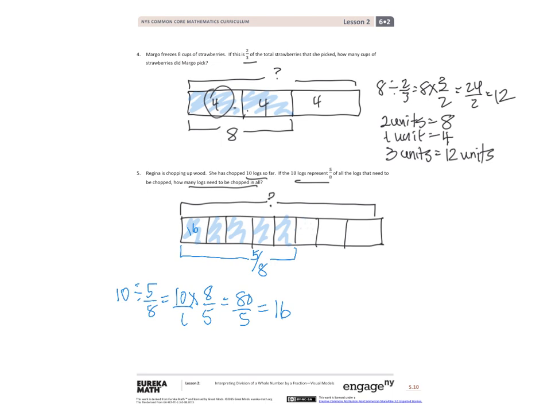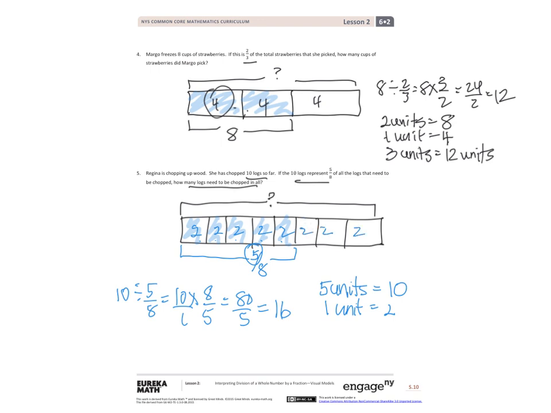let me erase that one because I think I got a problem. 16 is my total. So what is 16 divided by 1, 2, 3, 4, 5? That's what I think I have to do when I'm looking at that. Because 1 unit, do I know what 1 unit is? No, not yet. So 5 units equals 10. So 1 unit, I just divide by 5, is 2.